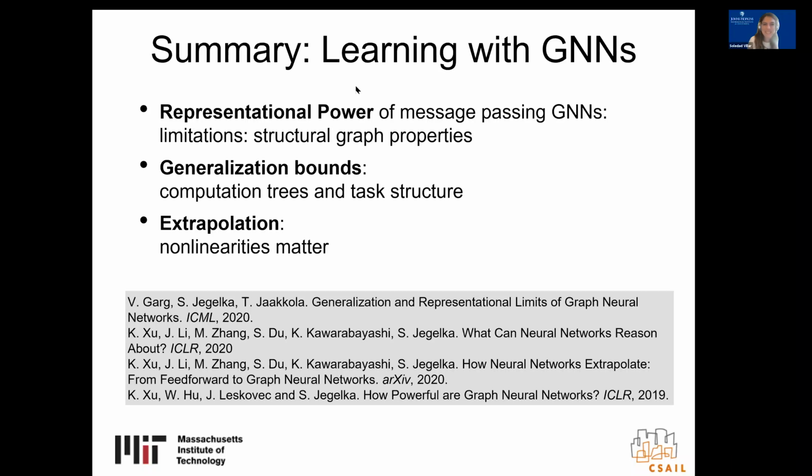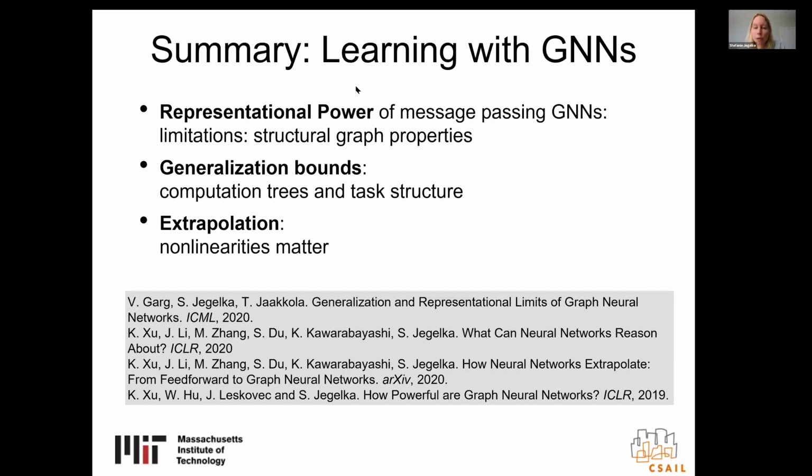Yes, hi, very nice talk. I have a question. These negative results on the representational power often depend on graphs that are highly symmetric or regular. Is there a notion for which you can say that the representational power of these graph neural networks is increased if you consider a model of graphs that do not have those properties?